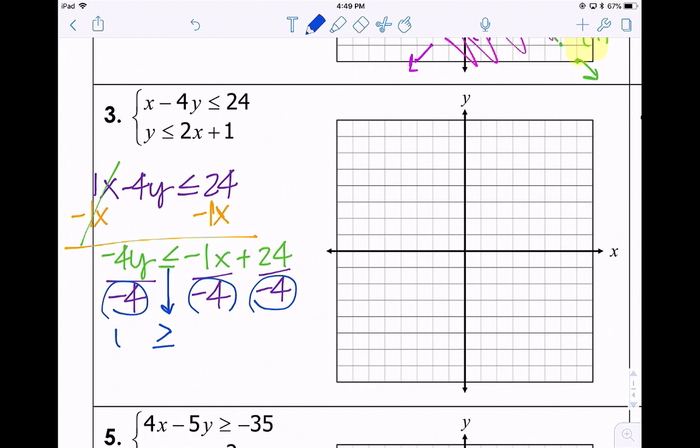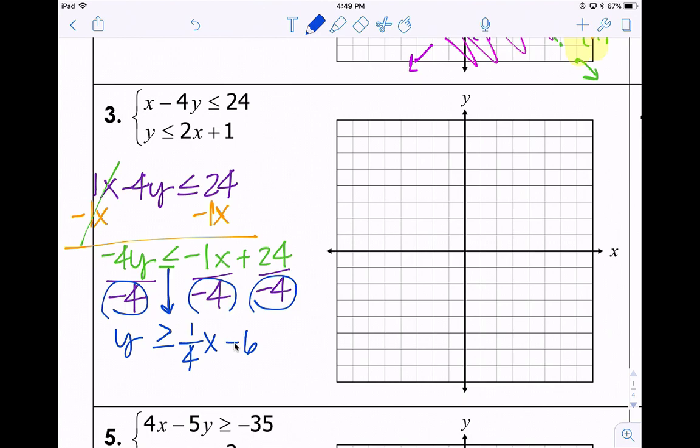So this is going to become y is greater than or equal to, and we just simplified. Negative 1 divided by negative 4 is positive 1/4 x. 24 divided by negative 4 is minus 6. So now we can graph that inequality. The other one is already in y equals, so we can graph it as well. So at this point now we're just graphing.